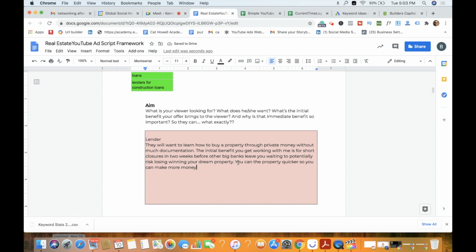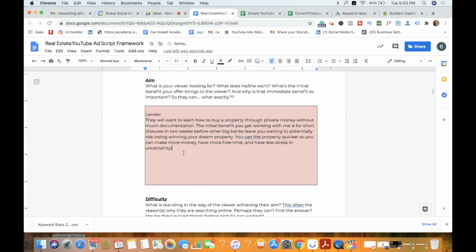They can do it faster, so they have free time. And then let's say, so you can make more money, have more free time, and let's just say have less stress or uncertainty. Yeah, no, that's good. That's probably the third one. Yeah, I'm not in the real estate space, but yeah, it sounds good to me.